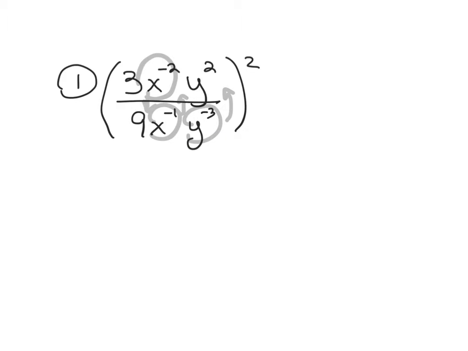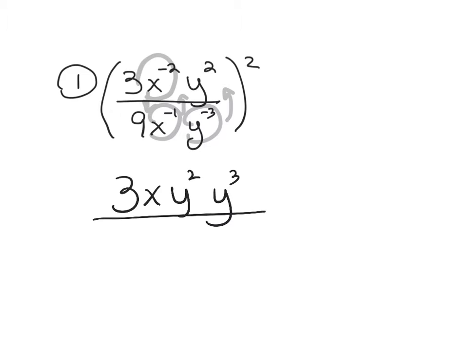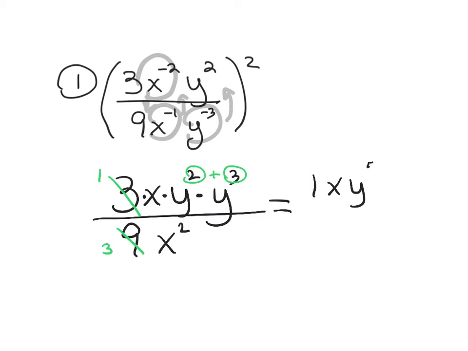So I'm going to get 3x y squared y to the third over 9x squared. Now what I can do is I can simplify the 3 and the 9. I can add these two because they're being multiplied. So let's go ahead and write some of this down. So 1x, I'm going to make it y to the fifth over 3x squared. I still need to have my exponent here.